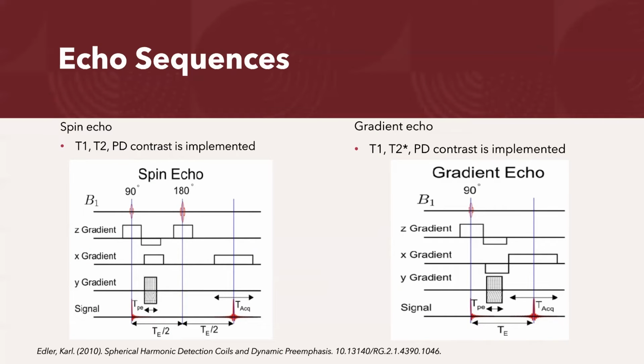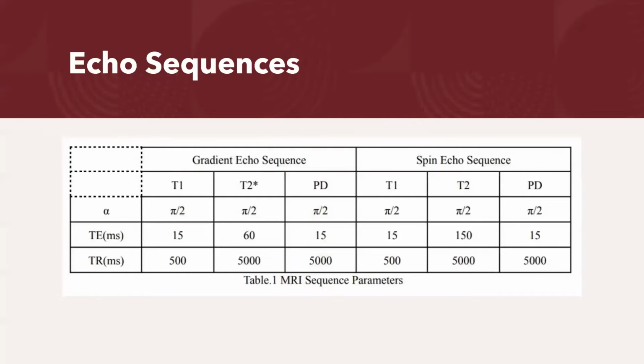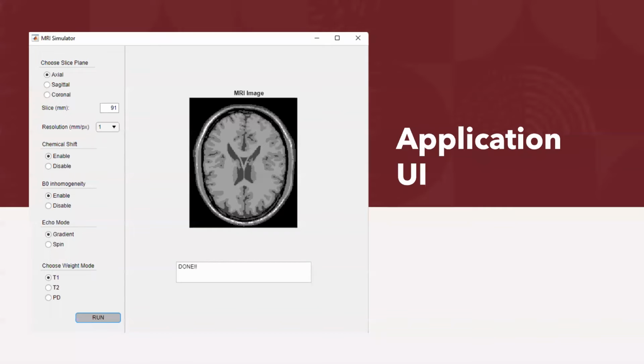Here you can see our echo sequences. On the left-hand side, you can see spin echo, and on the right-hand side, you can see the gradient echo sequence. Here we don't send an RF pulse. Instead, we generate a map from the data sets and use that as a simulation for the RF pulse. In this table, you can see the timings for the echo sequences. The most important one is the TE value for T2 star and T2. The T2 star decays much faster than T2, thus the TE value is chosen as such in the table. Here in the application, you can see the parameters and the output.